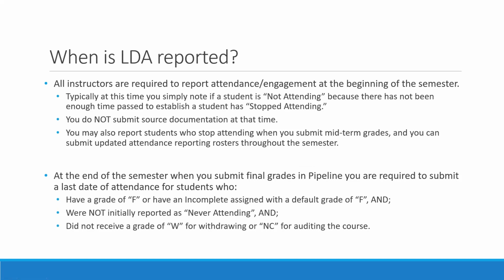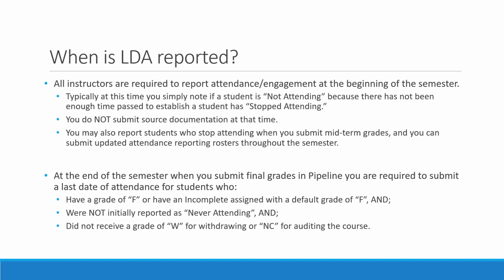Now, when is LDA reported? Well, we do a couple of different reportings throughout the semester. As everyone knows, at the beginning of the semester, you're required to report attendance or engagement in the first week, 2 weeks of the course. And typically at this time you're just noting if a student's not attending at all because there hasn't been enough time to really establish that a student stopped attending. You're not submitting any documentation for this, you're just reporting whether a student is attending or not on Pipeline. And so that's at the beginning of each semester or each part of term if you're teaching a smaller part of term. You can also submit updates to attendance reporting during the semester, and you could submit with your midterm grades if a student has stopped attending. But that beginning of semester report is required.